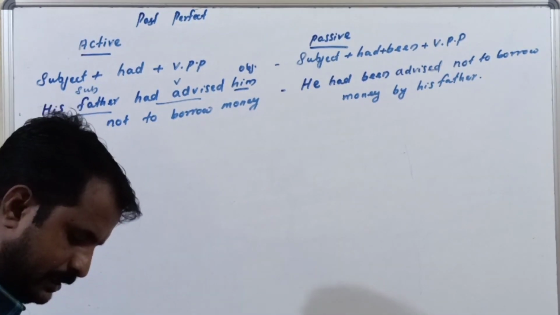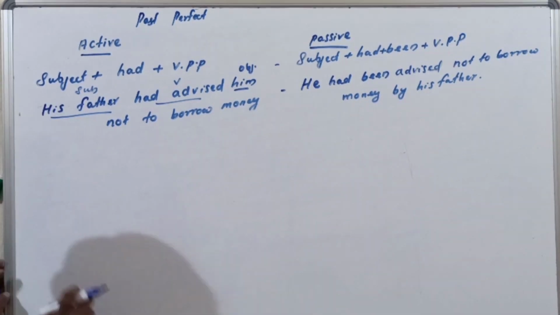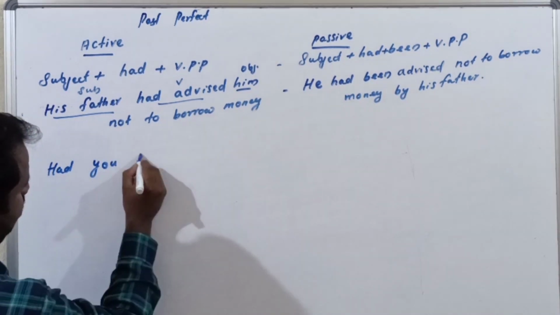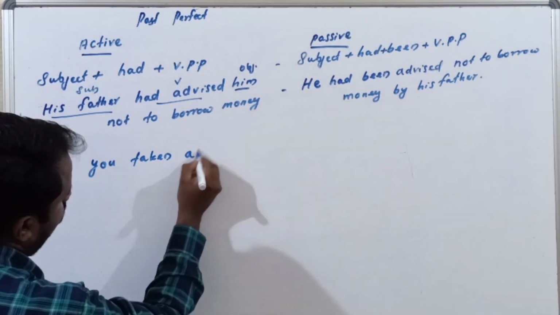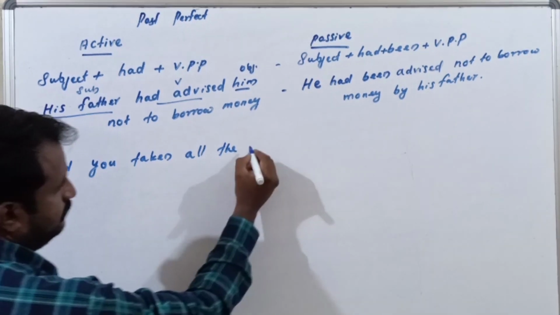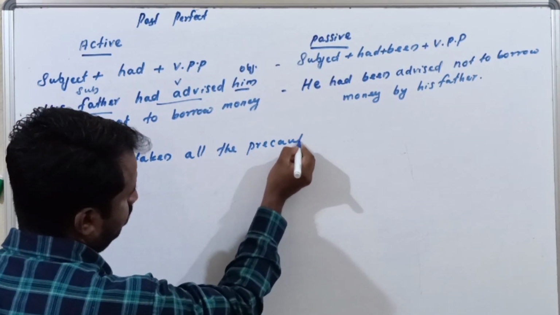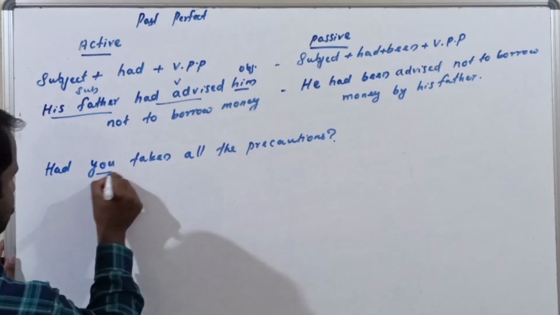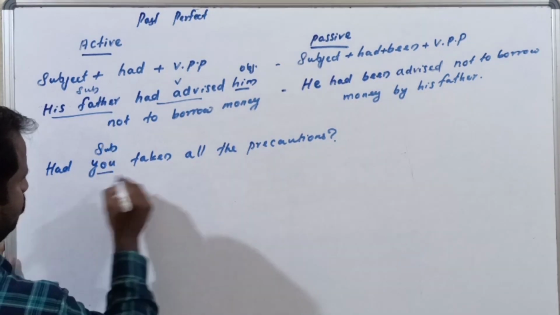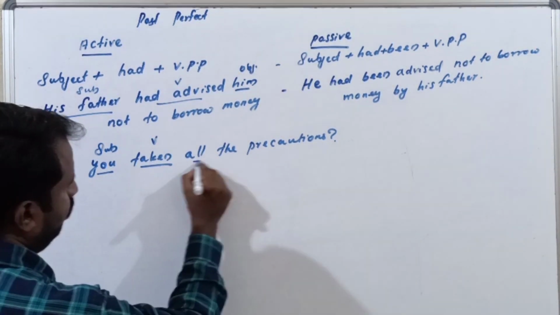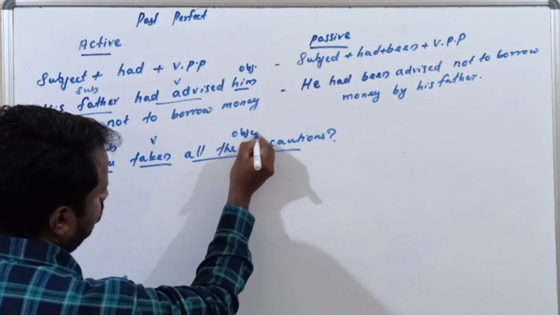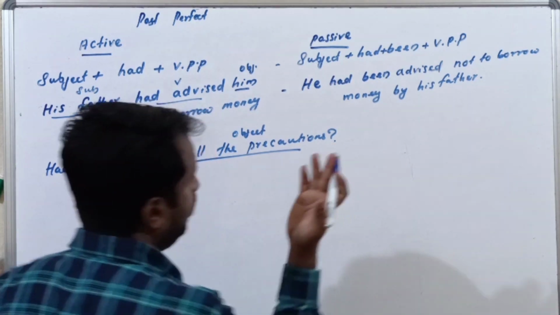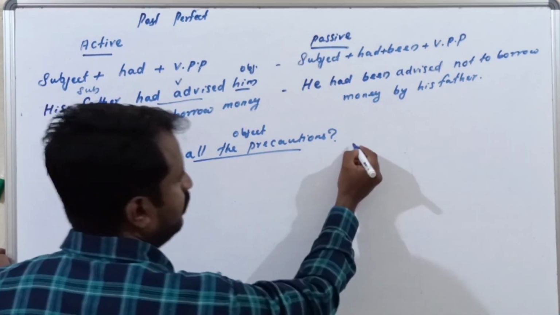Okay, one more. Interrogative one. Have you taken all the precautions? Precautions, right? Yes. Interrogative, right? Okay. So subject you, right? Taken, verb. All the precautions, object, right? So we have to move the object in passive. So all the precautions. Okay, here we have had only, so we don't want to bother about has or have.